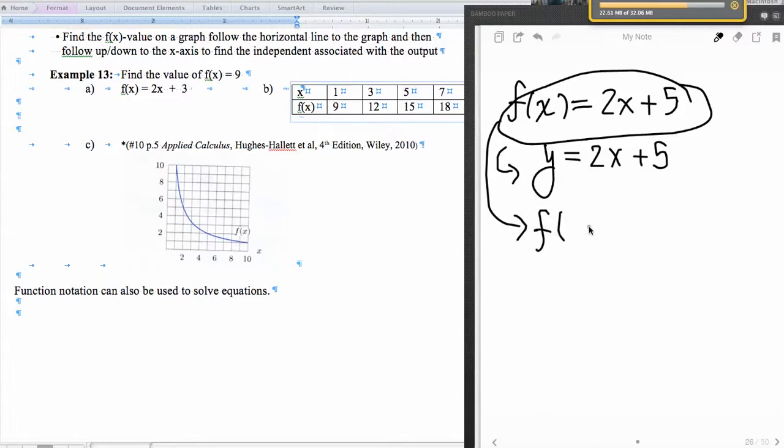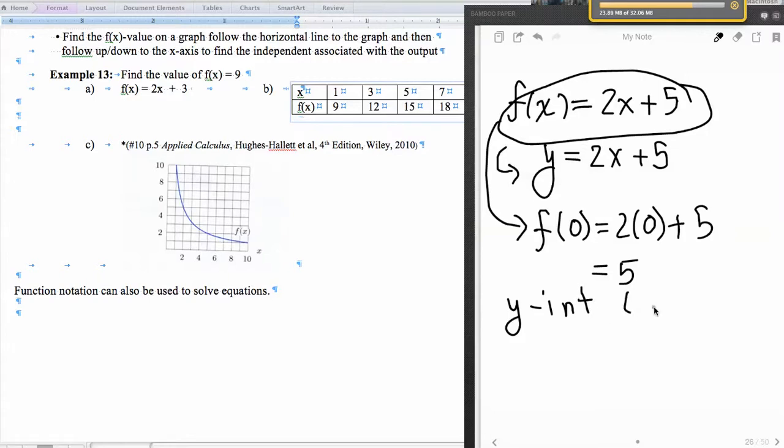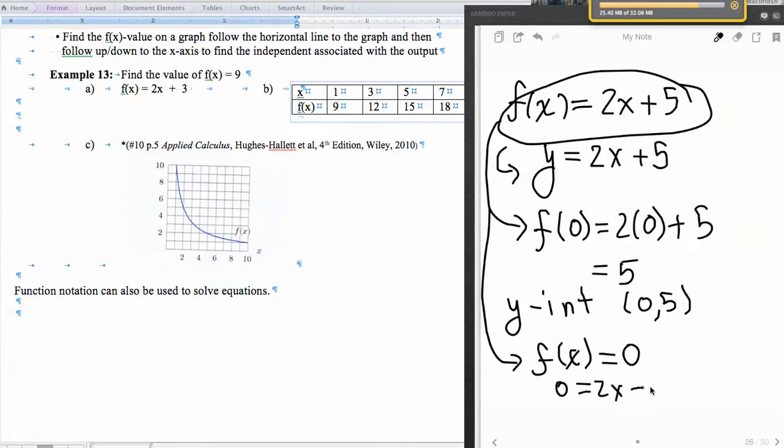I can let my x equal 0, and I'm still substituting this in like this, and that's meaning to find my y-intercept. And so what I found when I find f of 0, I found my y-intercept. X is equal to 0, y equals 5. If I want to find my x-intercept, I'm going to say f of x is equal to 0. And that means 0 is equal to 2x plus 5. And when I say that, then I'm solving for x.